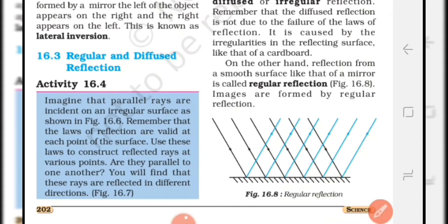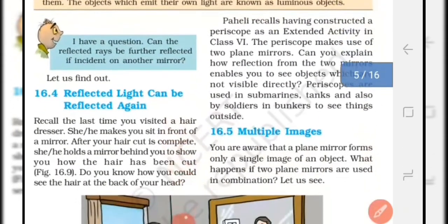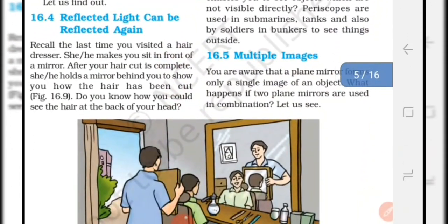Now let us move to the next topic. Reflected light can be reflected again. Let us understand it. When the rays of light reflected by a plane mirror are incident on another plane mirror, the reflected rays are reflected again. In this case, the reflected rays of the first plane mirror become the incident rays for the second plane mirror.